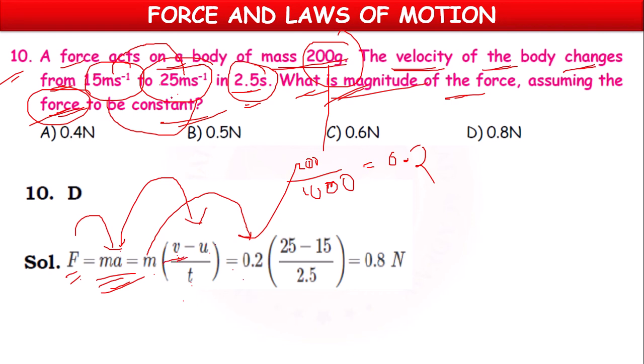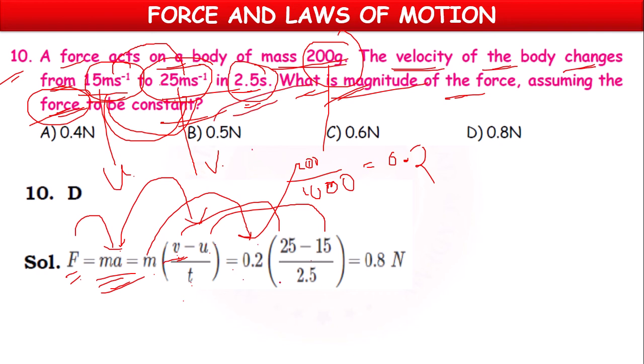Because the velocity changed from 15 to 25, 15 is considered as initial velocity, and 25 meter per second is considered as final velocity. So in the place of v, 25 we will keep, in the place of u, 15 we will keep, by time, 2.5. So 25 minus 15 equals 10, 10 by 2.5.